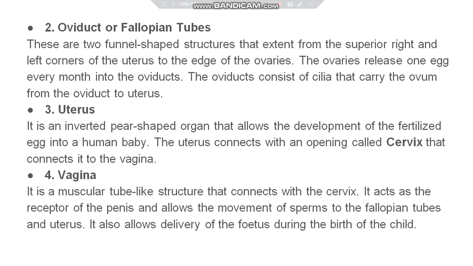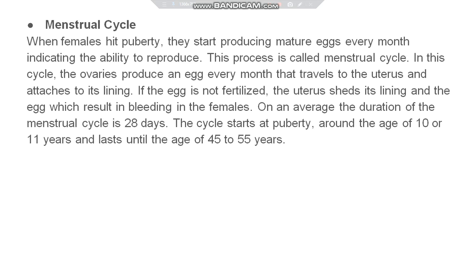Uterus. It is an inverted, pear-shaped organ that allows the development of the fertilized egg into a human baby. The uterus connects with an opening called the cervix that connects it to the vagina. It is a muscular tube-like structure that connects to the cervix. It acts as the receptor of the penis and allows the movement of sperm to the fallopian tubes and uterus. It also allows delivery of the fetus during the birth of the child.